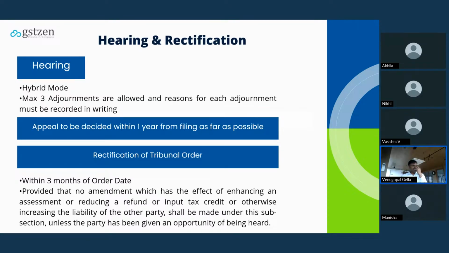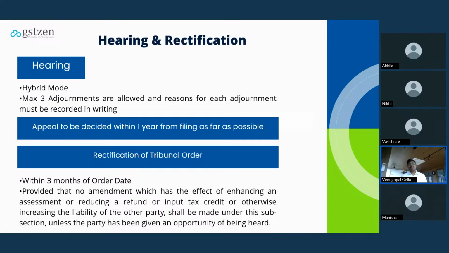Once you file the appeal, the hearing will happen. It could be in hybrid mode. You can request in person or virtual. The appeal is to be decided within 1 year from the filing of the application as far as possible. There is no strict time limit.